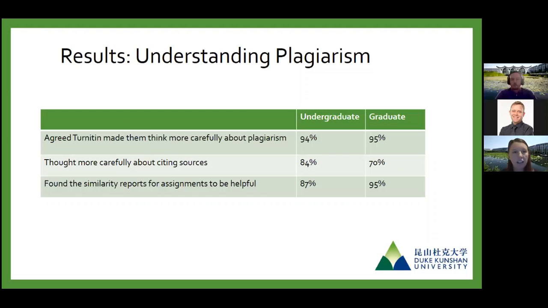So firstly, taking a look at the number of students that agreed Turnitin made them think more carefully about plagiarism, and also the number of students that found the similarity report for assignments to be helpful. Both of those came out to be pretty high for both the graduate and the undergraduate students, which was very pleasing for us to see that after its initial use, students were already thinking about Turnitin, about plagiarism, about becoming consciously aware of its importance to them.